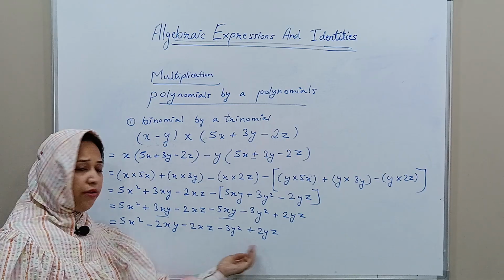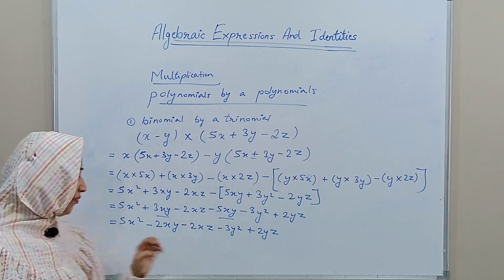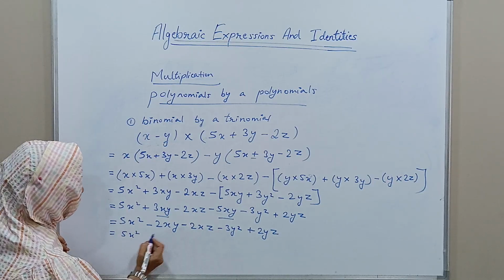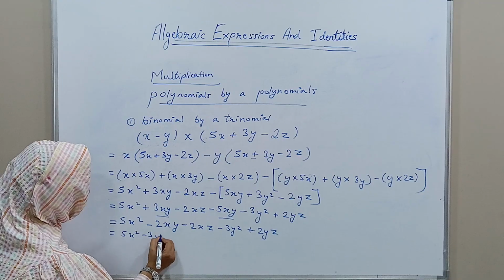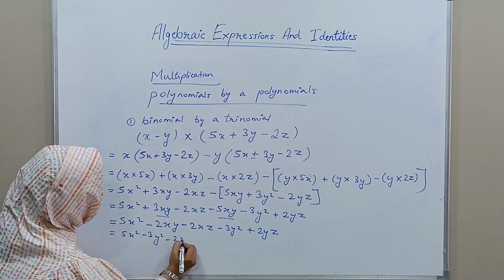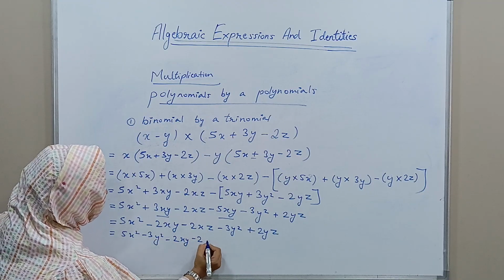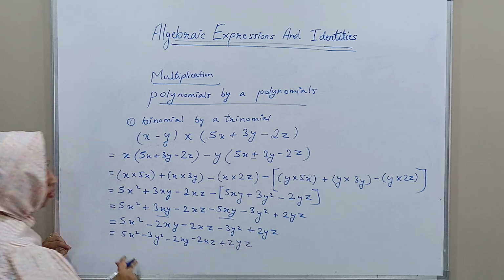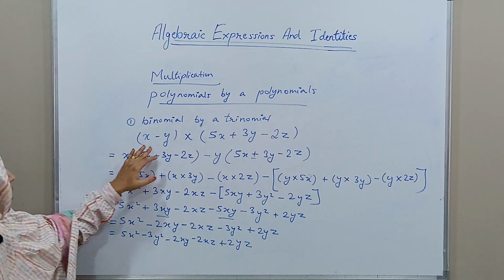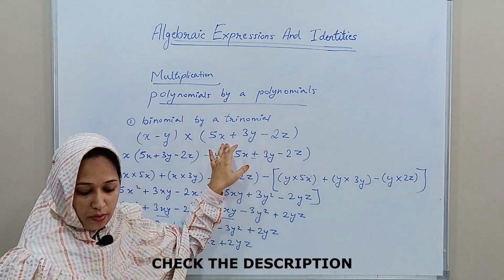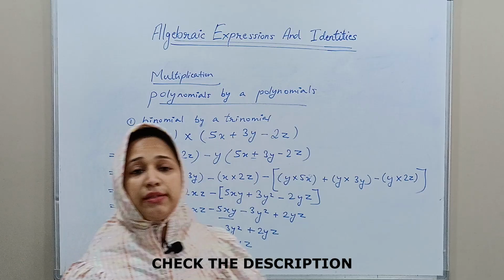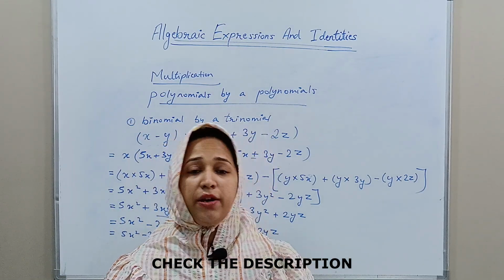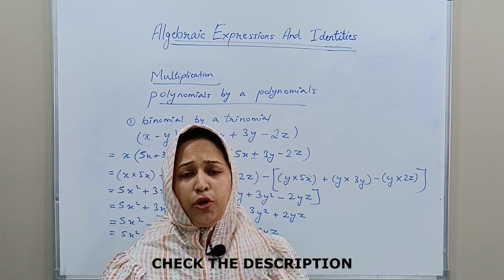You can relocate the terms. So we can say, let's write out 5x square first, and then minus 3y square, then minus 2xy minus 2xz and plus 2yz. So this is your final answer, multiplying a binomial by a trinomial. I hope it is clear. In the next video, I will explain how to multiply a trinomial by a trinomial and multiple polynomials.